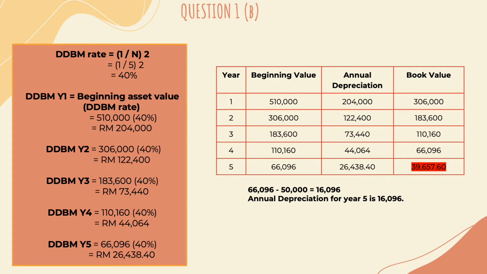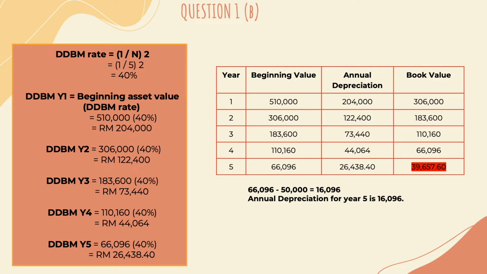Next, to calculate the DDBM for year 1, it is beginning asset value times the DDBM rate, which for year 1 is 510,000 times 40%, and you will get 204,000. And the same goes for year 2, year 3, year 4, and also year 5.